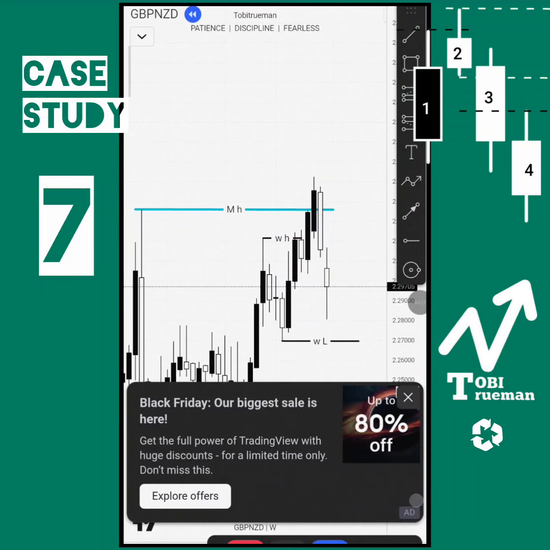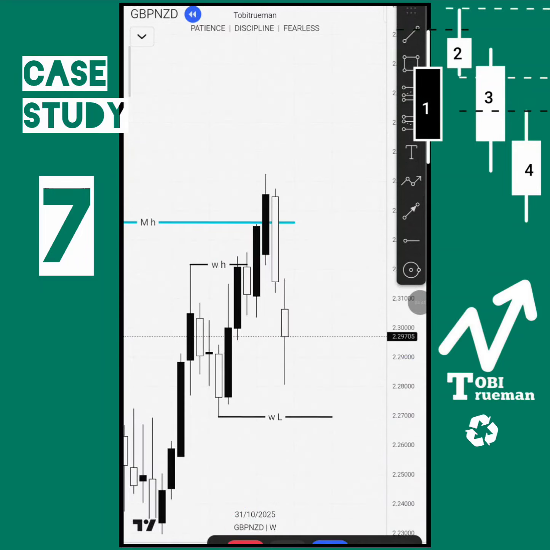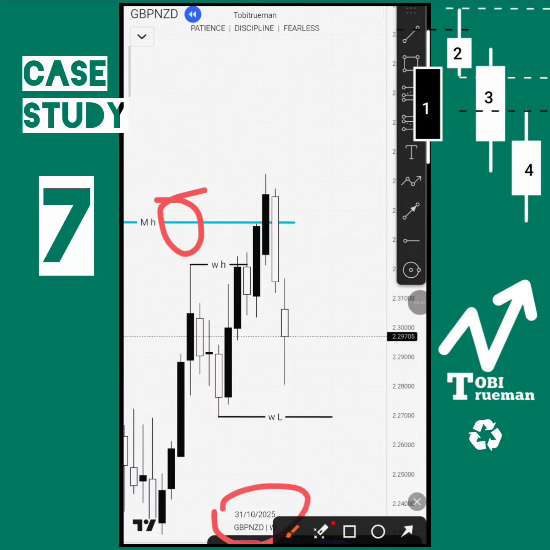Although I have said severally that I don't enter trades on the weekly for forex trading. I only enter on the weekly on the stock market or crypto. But on forex, I prefer to enter my trade on the daily. Now you see what is happening here. When price has already taken out the previous month high, what are we expecting on the weekly? We now expect our candlestick formation.